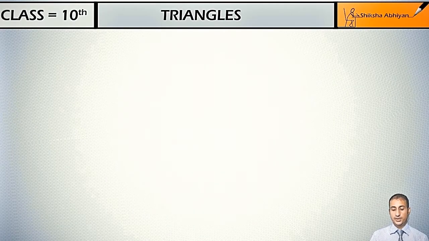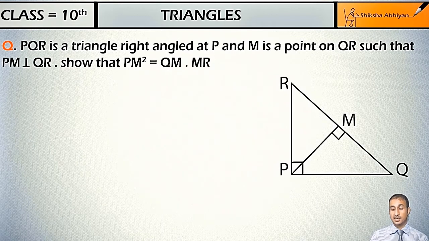Students, see the question. PQR is a triangle, right angle at P, and M is a point on QR such that QPM is perpendicular QR. Show that PM square is equal to QM into MR.